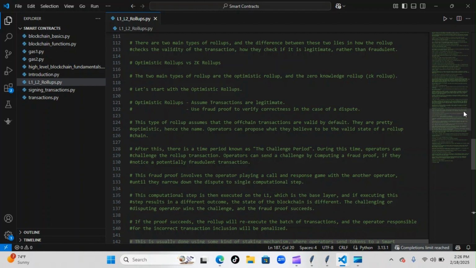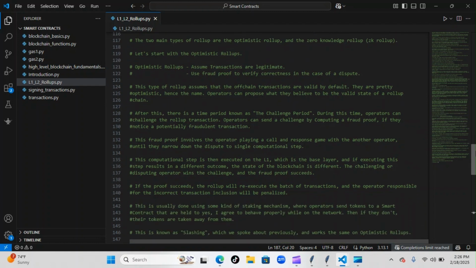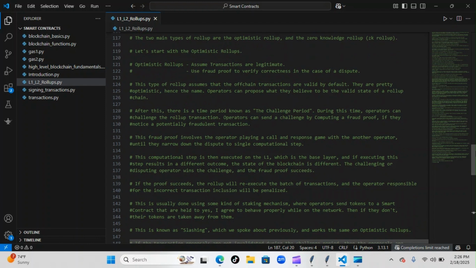Let's move down a little bit more so we can include a little more information. This is usually done using some kind of staking mechanism, where operators send tokens to a smart contract that are held to say, yes, I agree to behave properly while on the network. Then if they don't, their tokens are taken away from them. This is known as slashing, which we spoke about previously, and it works the same on optimistic rollups.